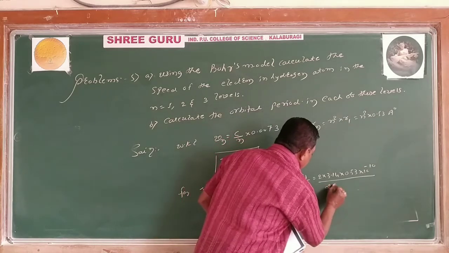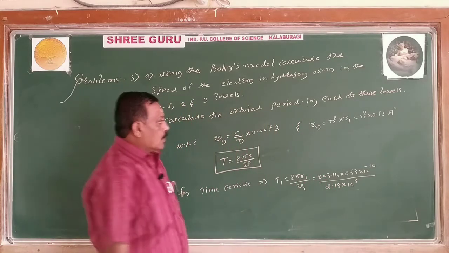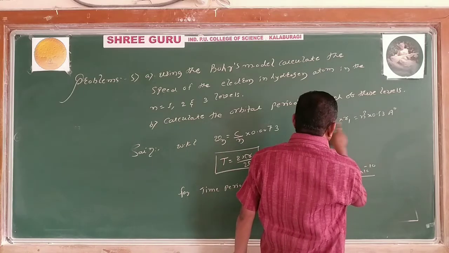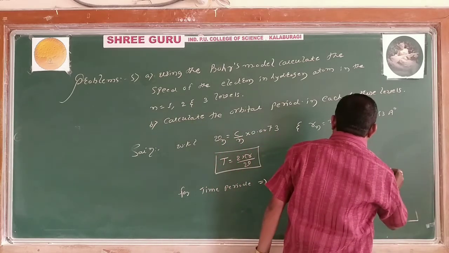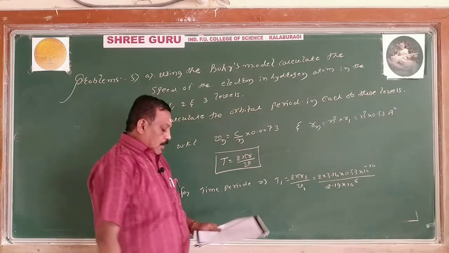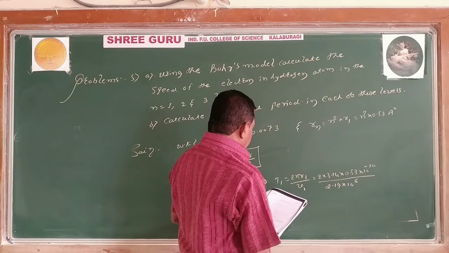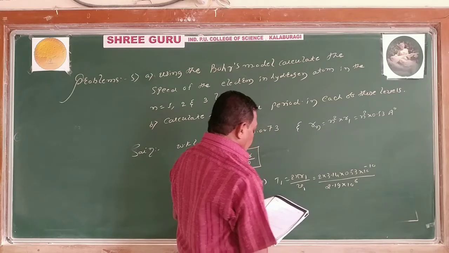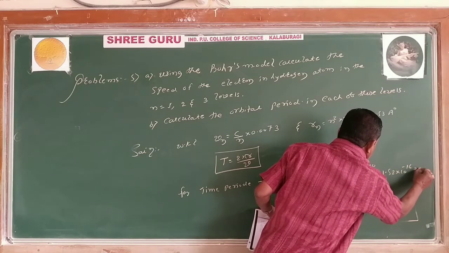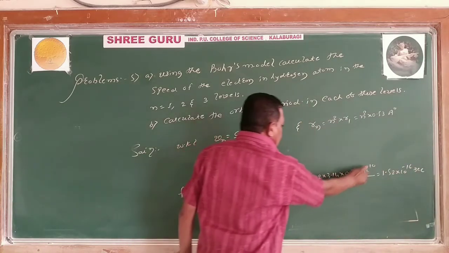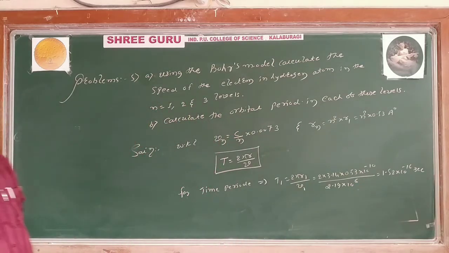2.19 into 10 to the power of 6, we just calculated it, right? Here R1 equals to 0.53 angstrom, right? Then I go for the time period for the first orbit, that is T1, which after solving is 1.52 into 10 to the power of minus 16 second. The power goes up and becomes minus 16, right?